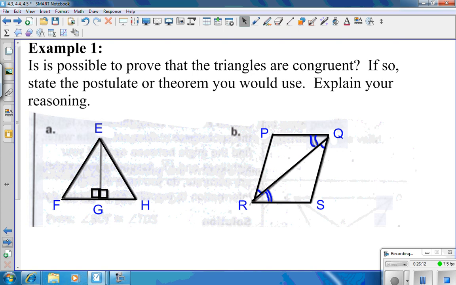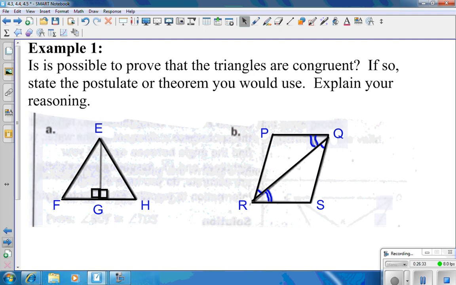So in example 1, I want to know, is it possible? And sometimes it's not. Is it possible for triangles to be congruent? And again, for it to be congruent, both triangles must have the exact same reasoning, proof. Okay? So let's look. The only thing that I know is that they're right triangles, right?